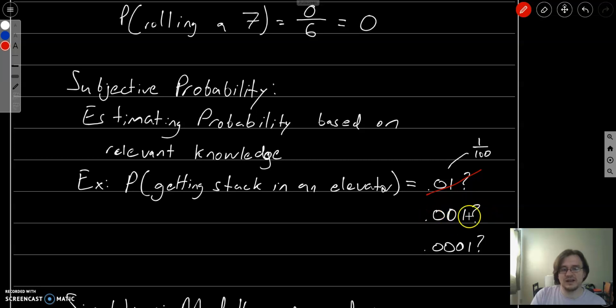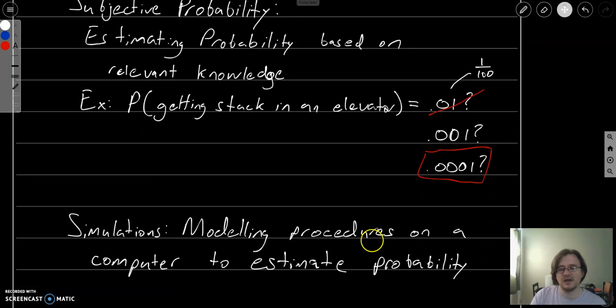The next one is 1 out of every 1,000 times, or the bottom one, 1 out of every 10,000 times. I would think that maybe this is going to be a little bit closer to the real answer than this one. But again, this is just estimating the probability based on relevant knowledge. Ridden on some elevators before, never got stuck, so it's probably pretty unlikely. I don't hear of these stories very often. But this is entirely subjective. This is something that we're just taking a stab in the dark, trying to come up with a probability.